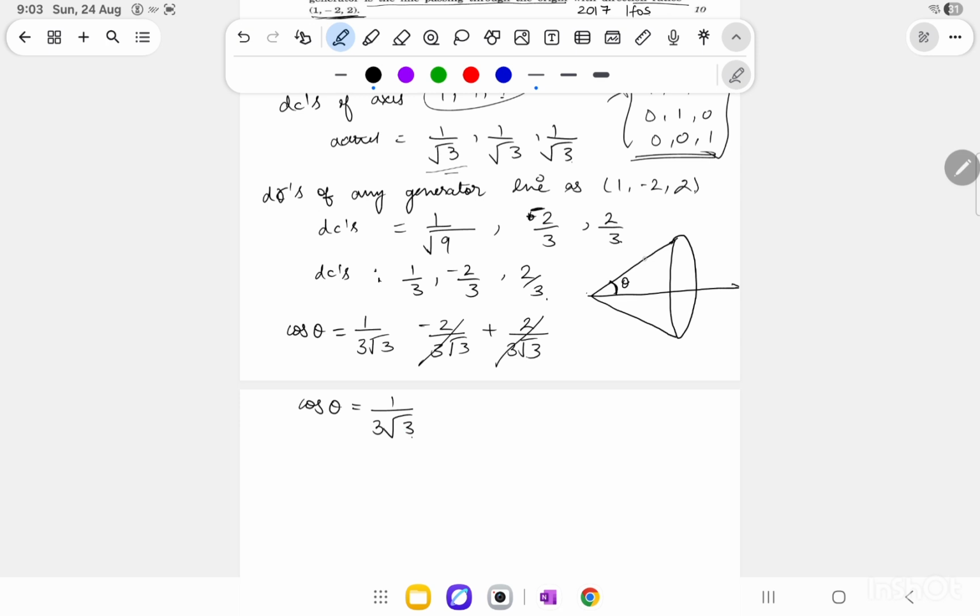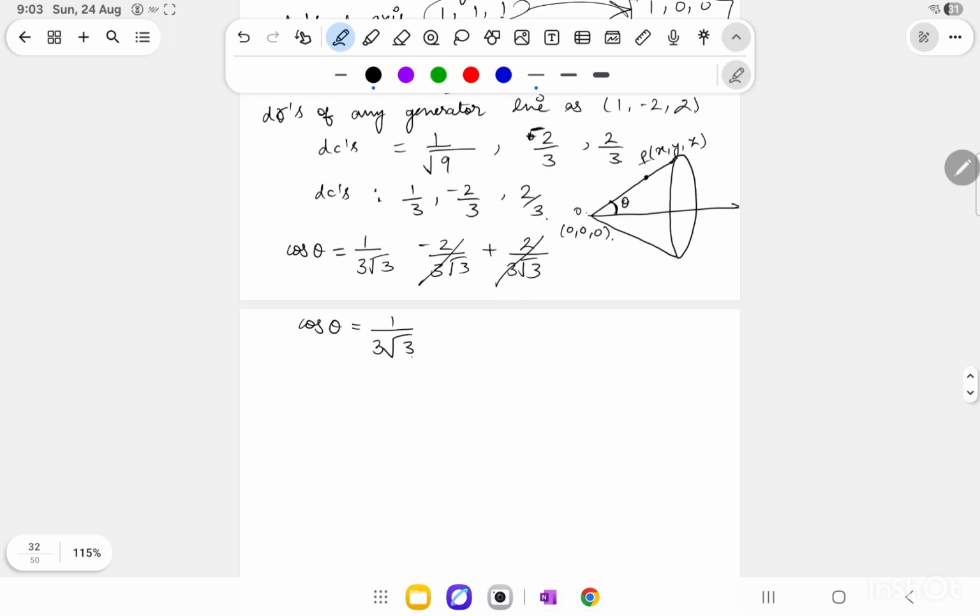Further, I know that if I assume this is my origin as vertex (0, 0, 0), and I assume any point P (x, y, z) on the generator line, then I can also find my angle cos theta. Since I have an arbitrary point P on the generator and the vertex is given, the direction cosines of OP will be x, y, z. So my cos theta will be this divided by the distance OP.